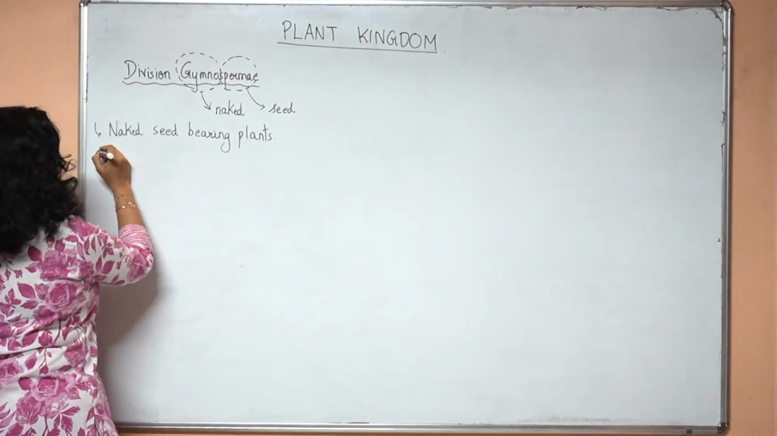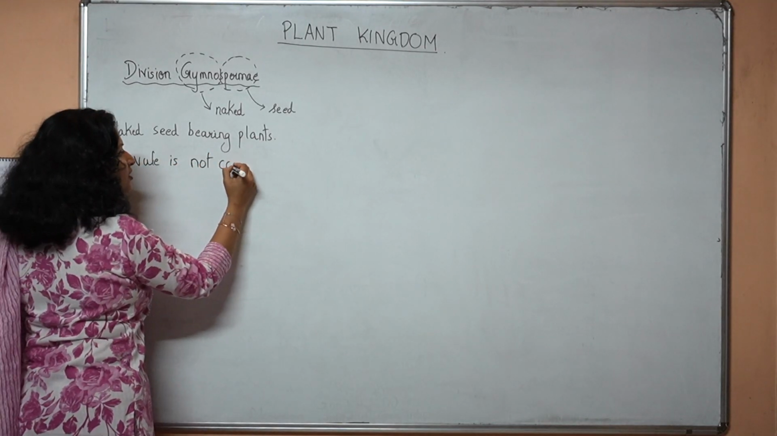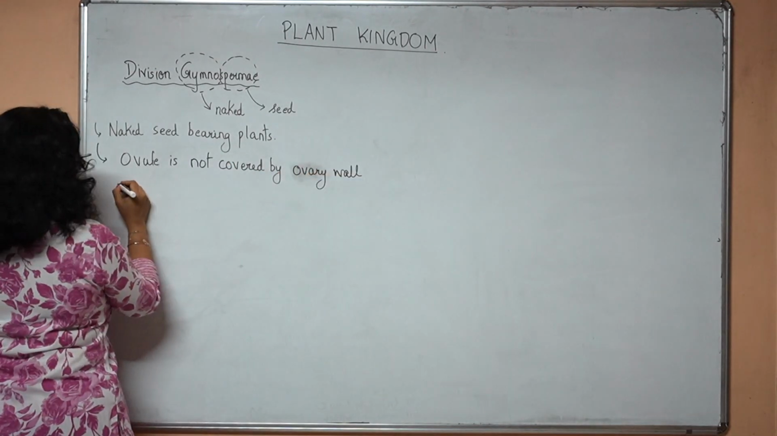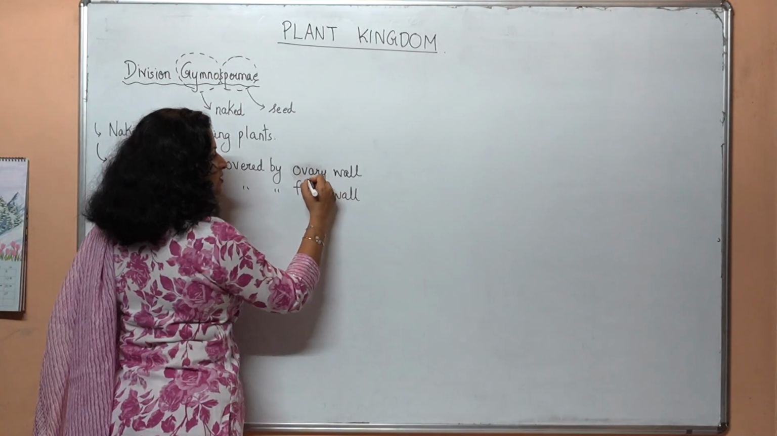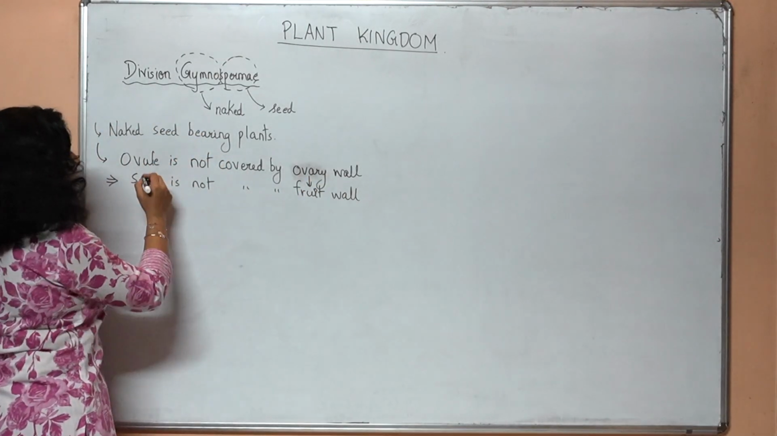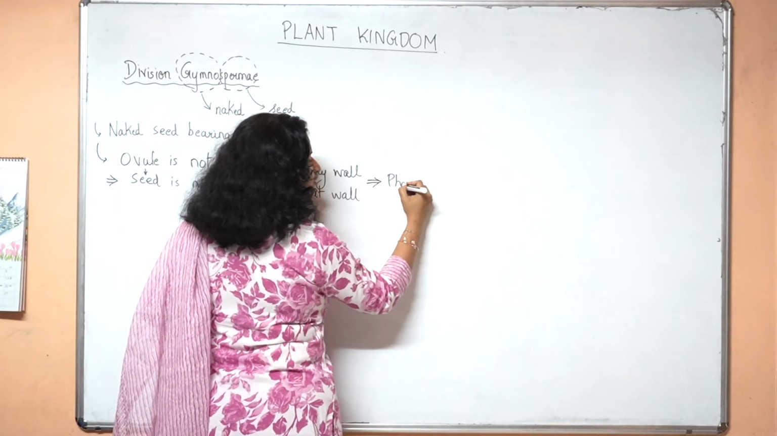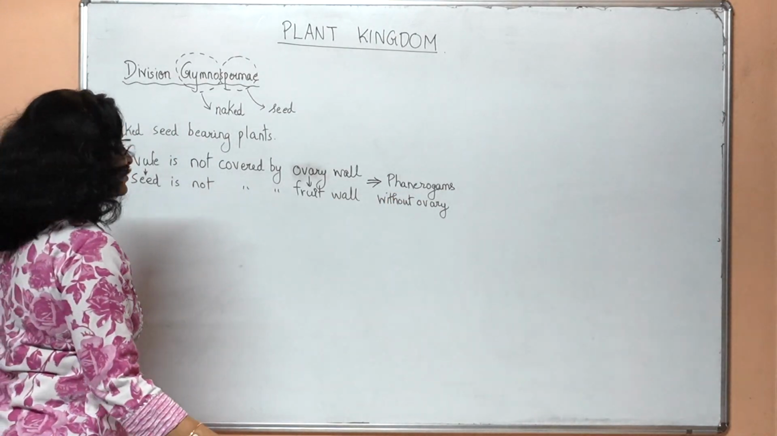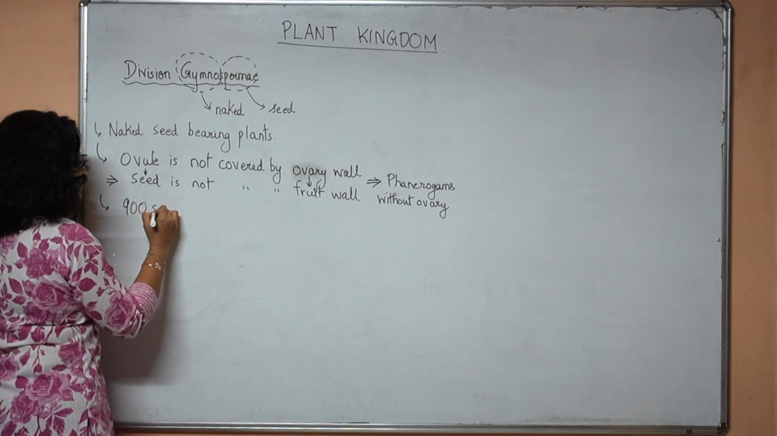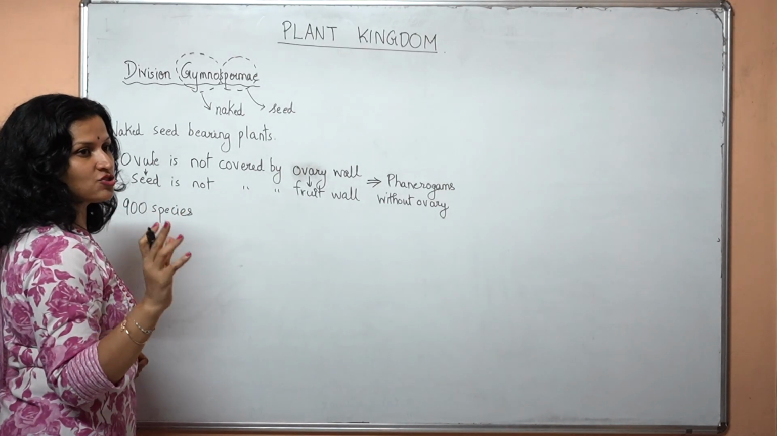Naked seed bearing plants, because the ovule is not covered by an ovary wall, therefore the seed is not covered by a fruit wall. The ovary wall becomes the fruit wall and the ovule becomes the seed, and therefore they are known as phanerogams without ovary. Angiosperms are phanerogams with ovary. There are about 900 species of existing gymnosperms, 3.5 lakh in angiosperms.